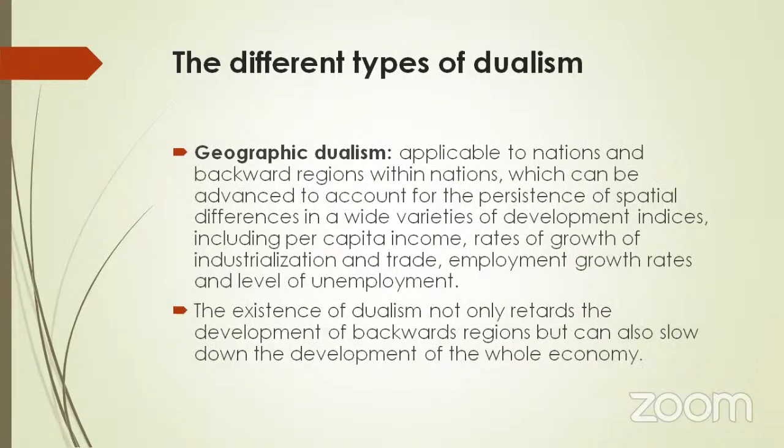Then there is geographical dualism, nations and backward regions, persistence of spatial difference. For example, interestingly, in Haryana, I stay in a place called Gurgaon. 40 kilometers from Gurgaon is a place called Mewat. And if we look at the socio-economic parameters of Gurgaon and Mewat, including per capita income, there's a huge disparity. Mewat is supposed to be a socio-economically backward region of Haryana and is just 40 kilometers away. So there is a dualism. The existence of this dualism not only retards the development of backward regions, but can also slow down the development of the whole economy.